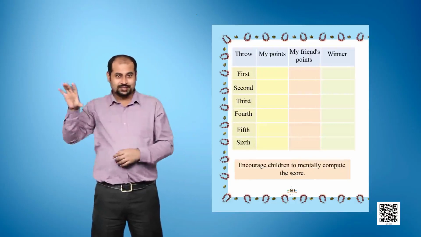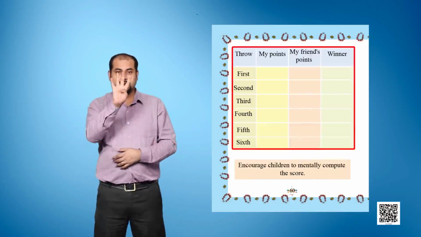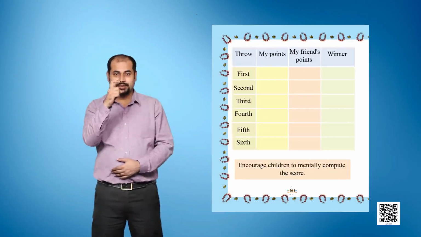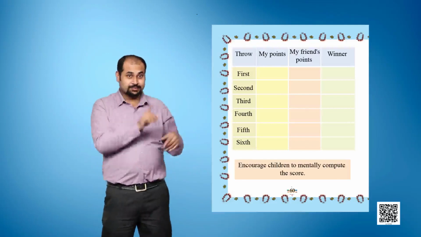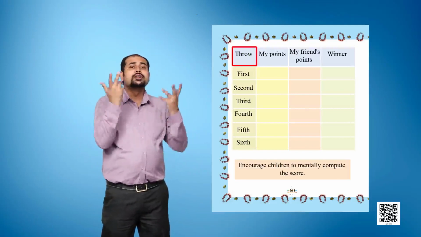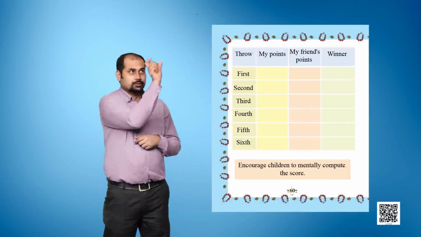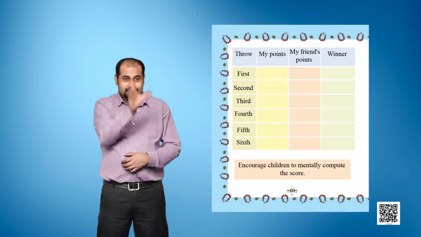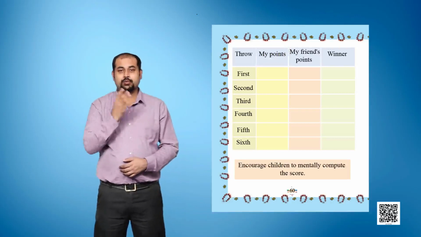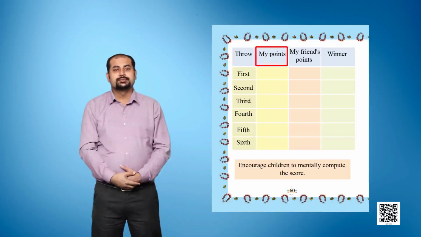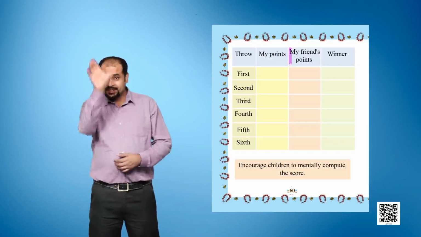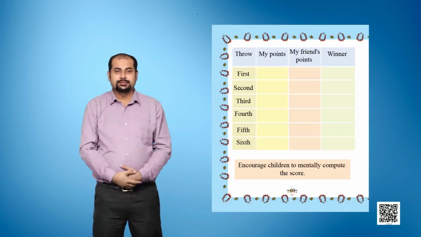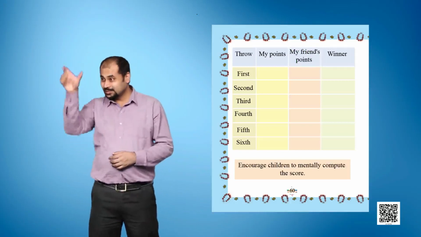A table with 4 columns and 7 rows is given. The first column is titled Throw. The second column is titled My Points. The third column is titled My Friend's Points. And the fourth column is titled Winner.